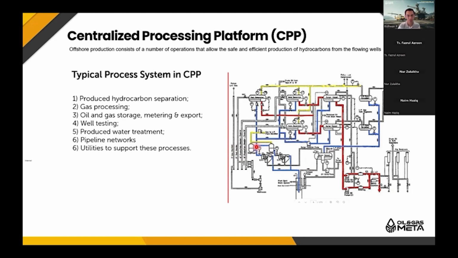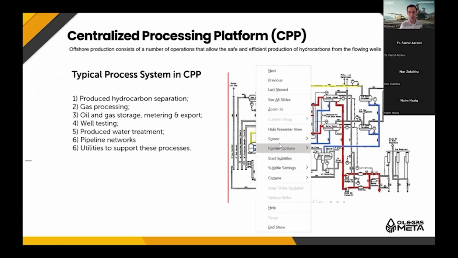Because if you want to sell our product to our customer, we have a few requirements that need to be met. So in order to meet the spec, we have to further process the oil and gas that comes out of the well. So the process basically happens in the CPP. So this is the list of the process systems that we have in a typical CPP.